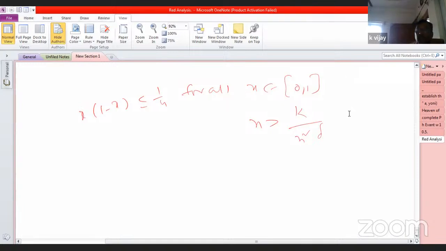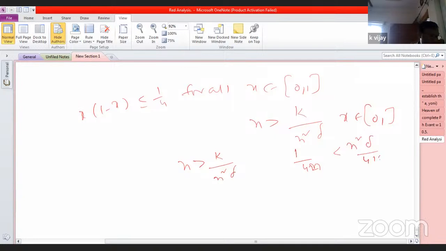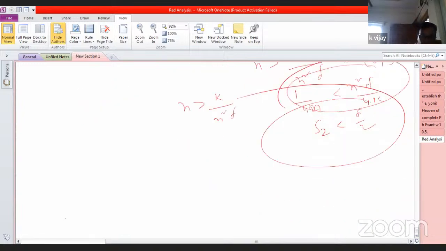So therefore x belongs to (0,1). Eta greater than k by eta square by delta, and 1 by 4n less than eta square by delta by 4k. So therefore s2 is less than delta by 2. We said greater than but took 4n, so delta by 2. See here again I am telling, eta greater than k by eta square by delta, so that is a function: |f(x) − b_n(x)| less than delta.